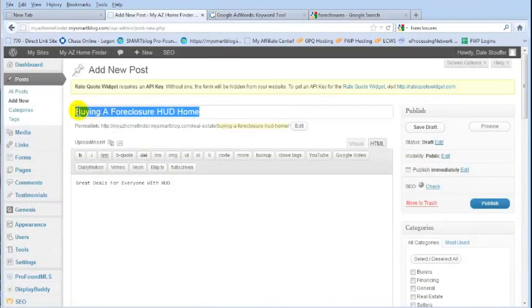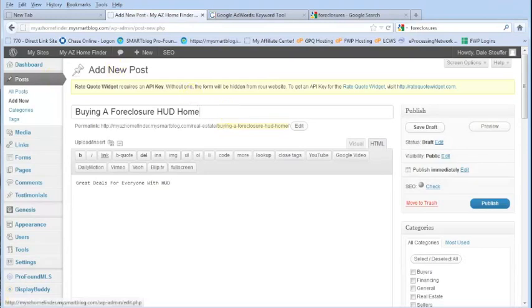Now, I could come up for, so buying a foreclosure HUD home is pretty generic. And most of us here are based in Arizona. I do see one of our clients in here from Pennsylvania who's on the call. So right now, the way I'm writing this is buying a foreclosure HUD home. If I publish this the way this is, I'm competing at a national level for HUD homes, foreclosure homes, buying a foreclosure, buying a HUD home, any variation of this on a national scale.